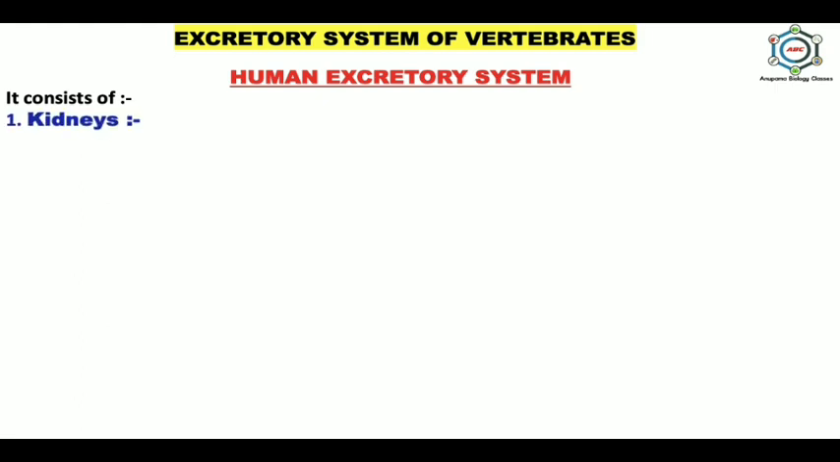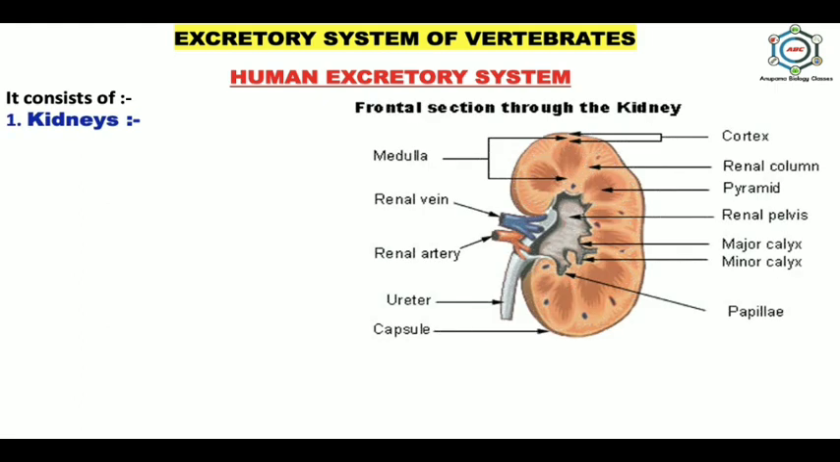So the first is the kidneys. Here in the picture you can see the frontal section through the kidney. Kidneys are dark red, bean-shaped organs weighing about 120 to 170 grams in males and 120 to 135 grams in females. They are placed in the back wall of the abdominal cavity just below the diaphragm, one on either side opposite the last thoracic and first lumbar vertebrae. The left kidney is a little higher than the right, and slightly larger than the right kidney.